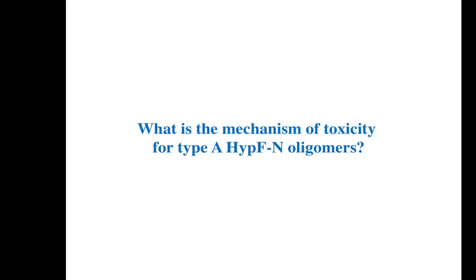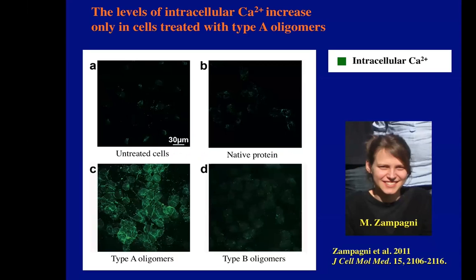And what is the mechanism of toxicity for type A oligomers? Because so far we could use a number of readouts of toxicity, and we could find the cell dysfunction is caused only by type A oligomers, regardless of the readout that we used, regardless of the probe that we used to detect toxicity. And I'll show you a flavor of that. For example, by monitoring the entry of calcium in the cells, we could find only an effect of type A oligomers.